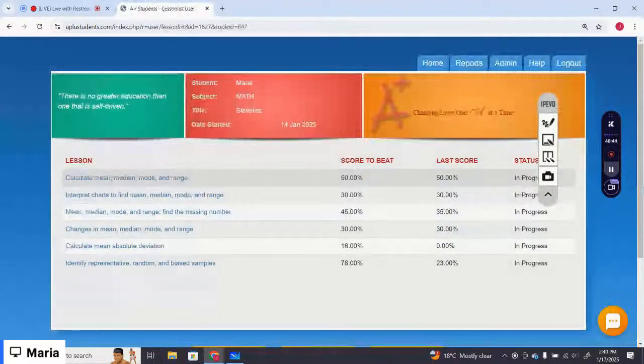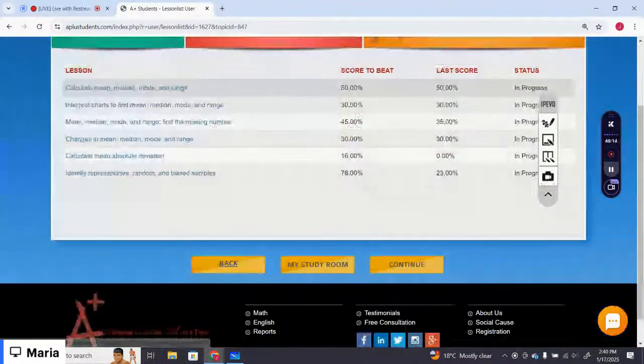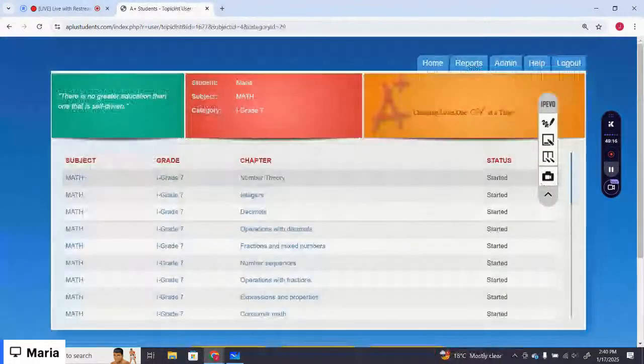So, we were working on grade 7 math. The chapter we were working on is statistics. The lessons we have covered today are changes in mean, median, mode, and range, calculating mean absolute deviation, and identifying random and biased samples. So please make sure before the next session you complete all the practice questions for the lessons we just did. That is your homework until the next session.